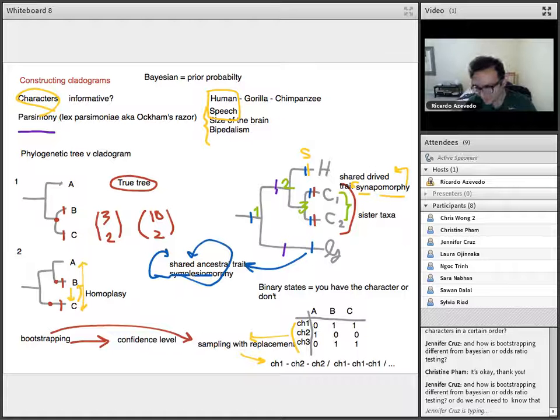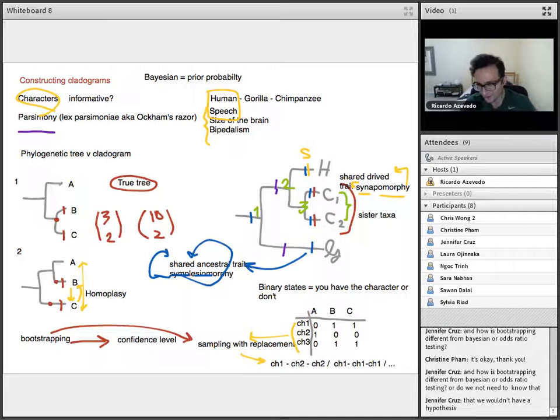Oh, sorry. Jennifer asks, how is Boolean different from Bayesian or odds ratio testing, or do we need to know? So Bayesian and odds ratio. The odds ratio is a maximum likelihood method, which you really don't know enough about, and the textbook doesn't tell you a lot about it for you to use. Bayesian as well.